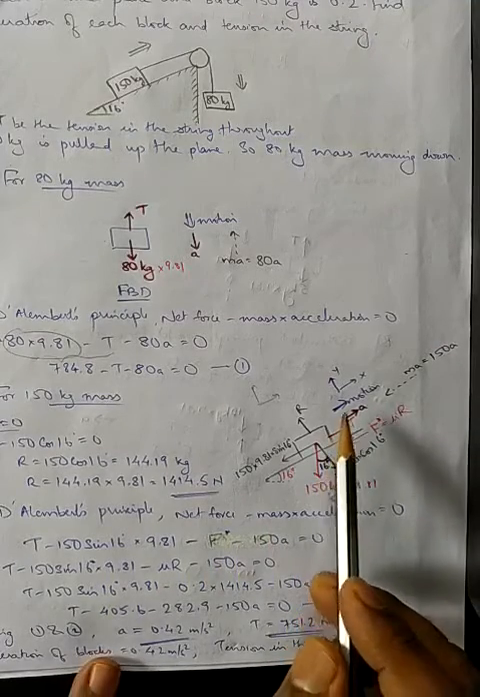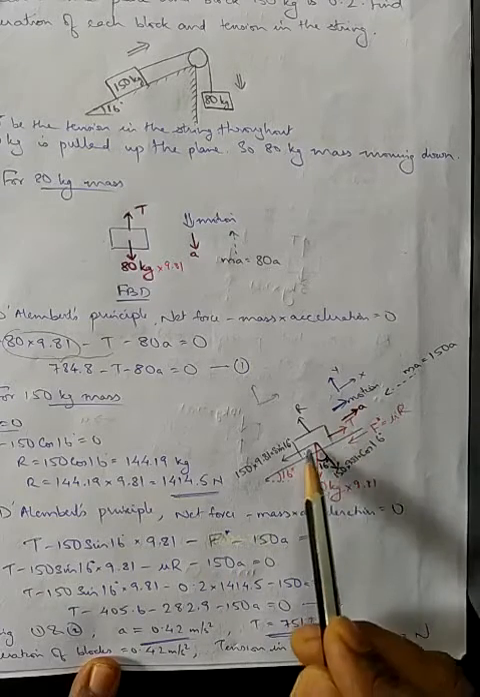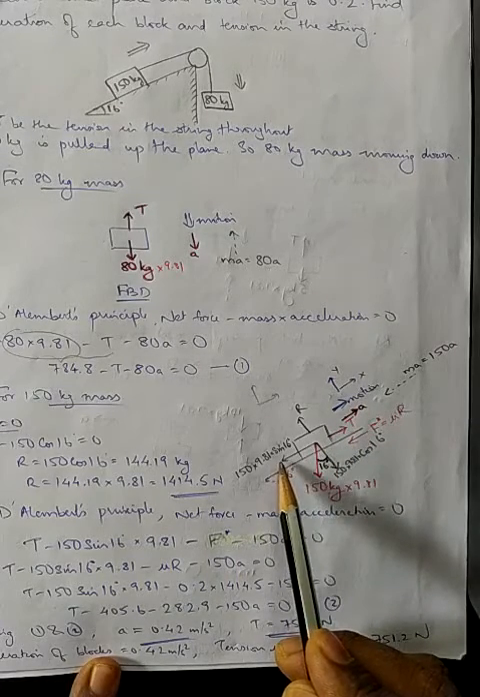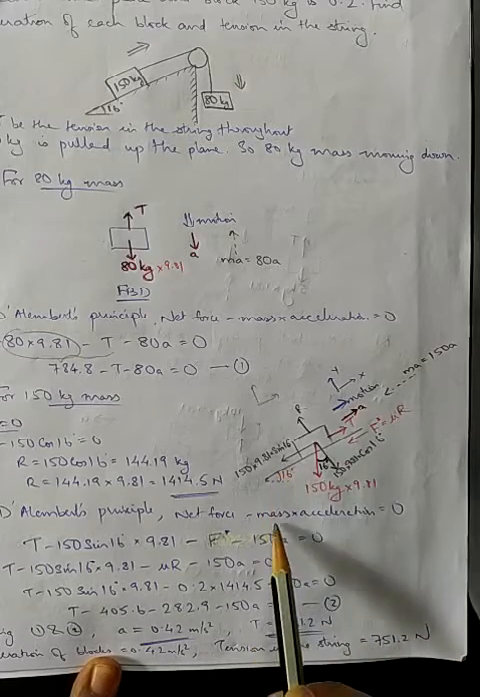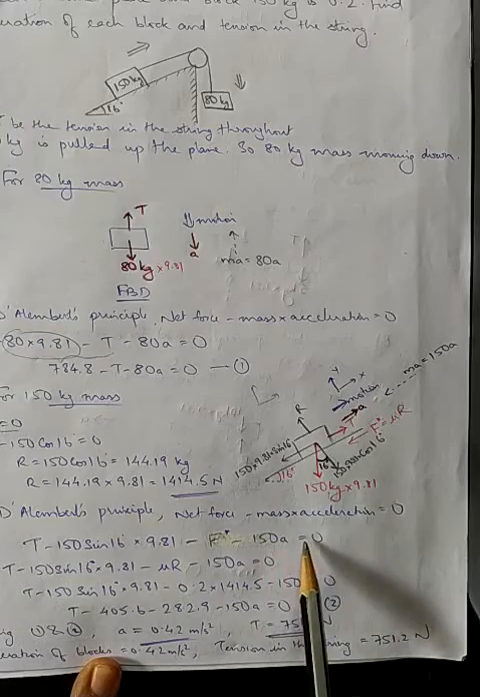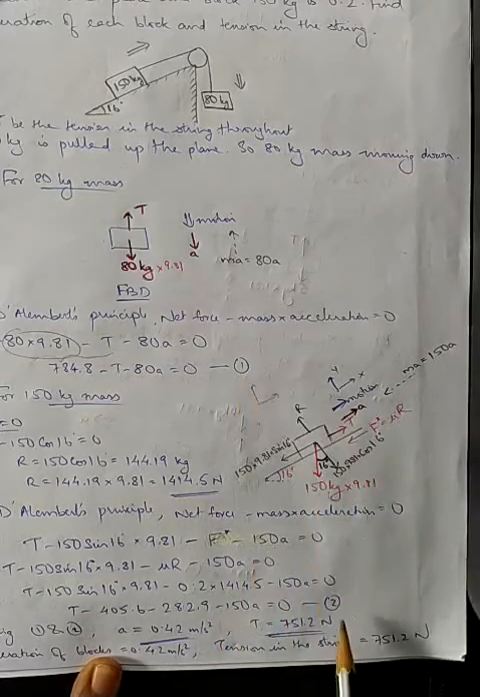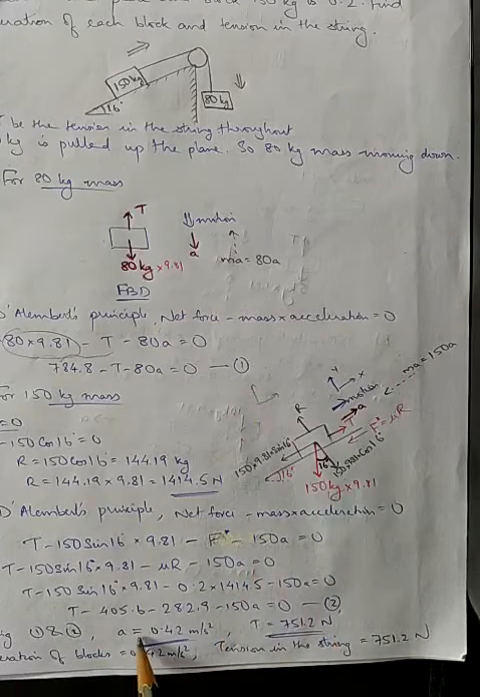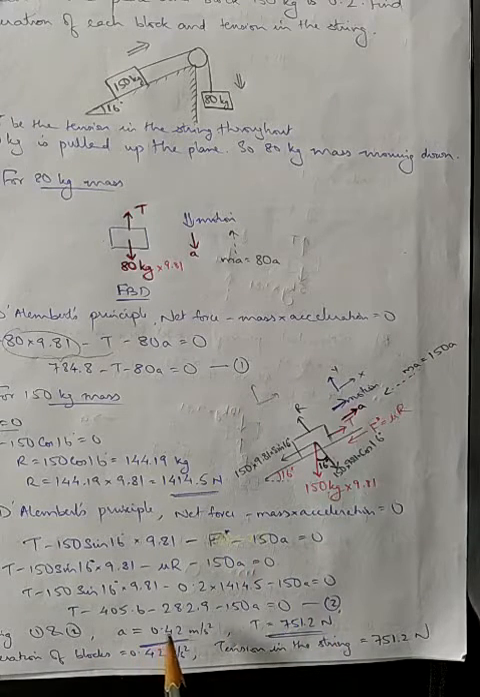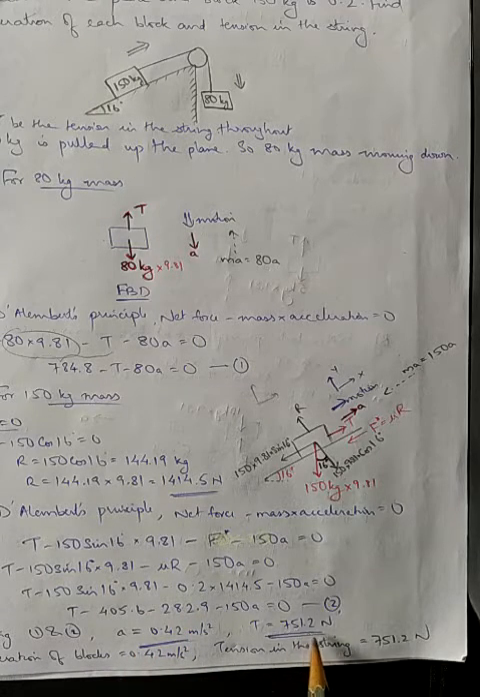Now by D'Alembert's principle, net force minus mass into acceleration equal to 0. What is the net force in the direction of motion? It is T minus F minus 150 into 9.81 into sin 16 minus MA. M means 150, into acceleration A itself. So you will get the second equation. Solving equation 1 and equation 2, you will get the acceleration. Since acceleration is the same for both blocks, the acceleration is 0.42 meter per second square, and the tension in the string is 751.2 Newton.